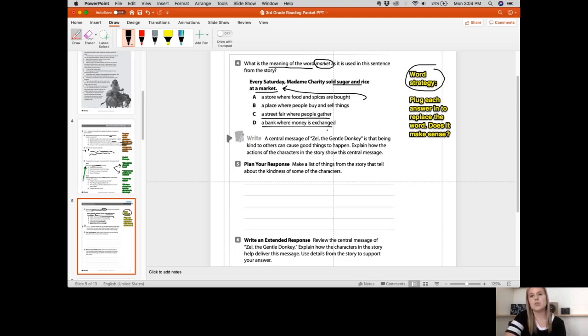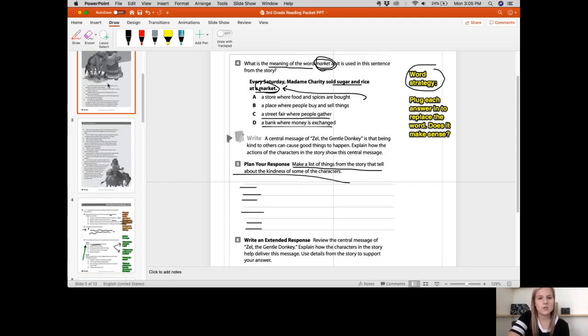I don't know if that's where she would sell sugar or rice. So that's what you do for that strategy, is just plug it in and replace it with the word in the sentence. The next thing you're going to do is you're going to plan a response. You're going to write about the central message. You're going to make a list of things from the story that tell about kindness of some of the characters. Everything that you list down here is going to be from details that you've already annotated in the story.